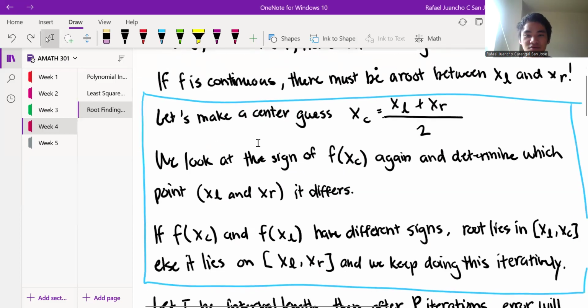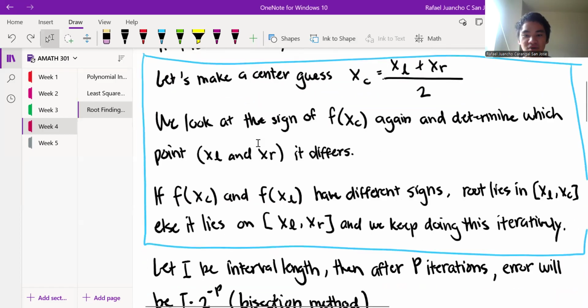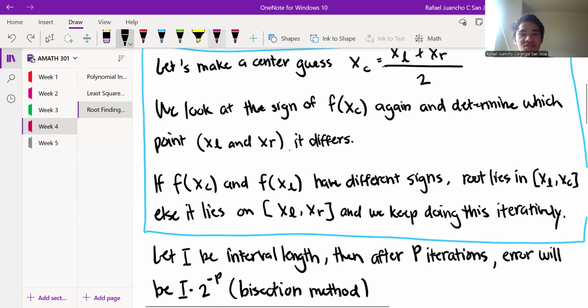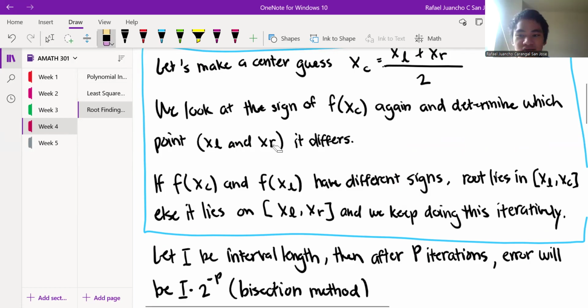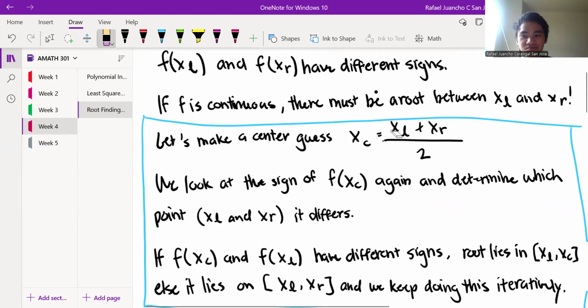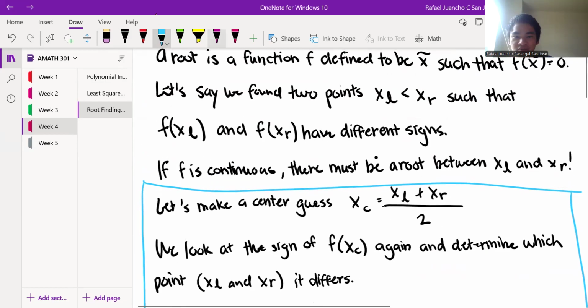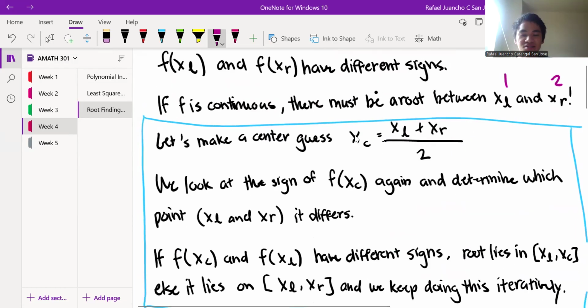One of the first methods that we encountered was the bisection method. Now what again is a bisection method? What in the world is that? Bisect. So here, let's say we have 2 points, XL and XR. Let's say that's 1 and 2.